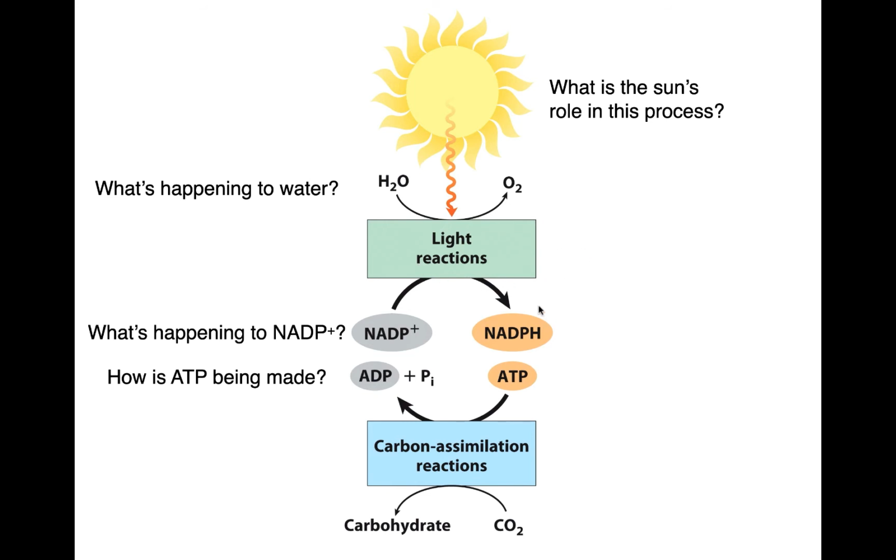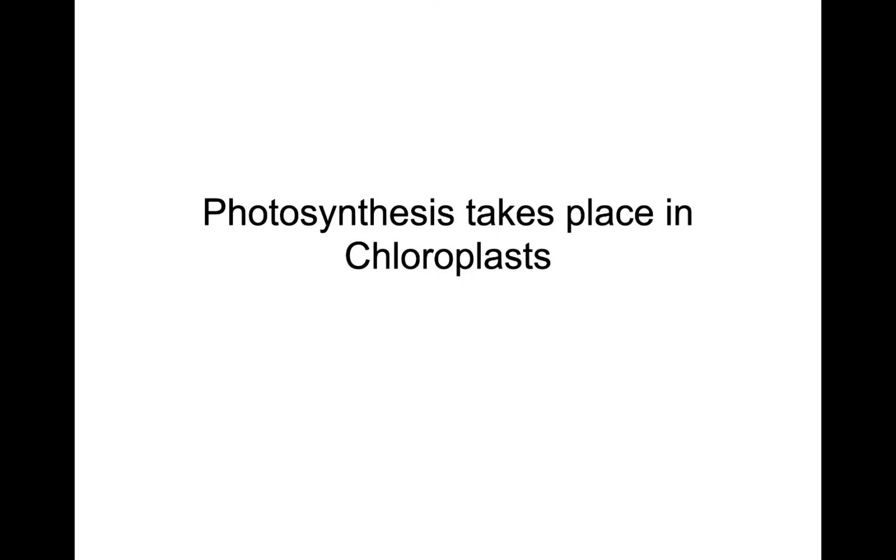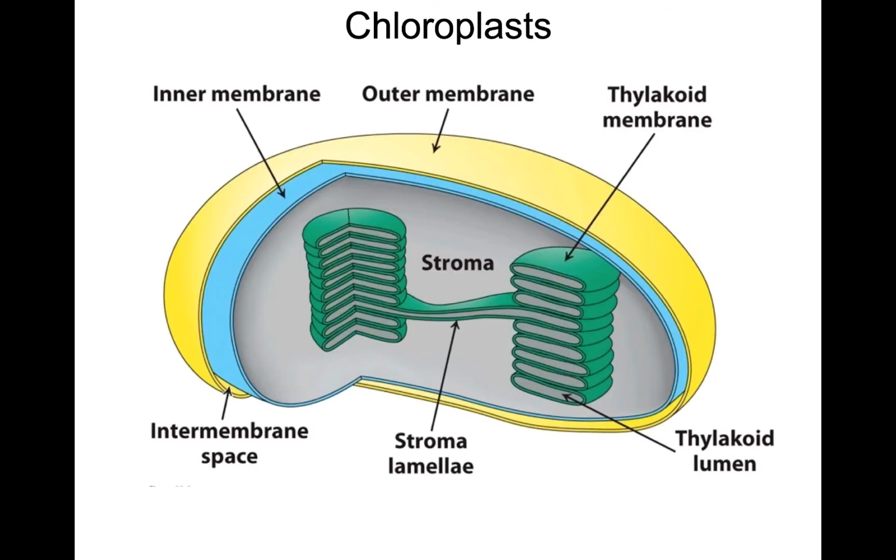And then that NADPH, that's going to be our source of electrons and hydrogens for the synthesis of glucose from CO2. And this ATP that's being made is also the source of energy for the production of glucose from CO2 here in the dark reactions in the Calvin cycle. All right, let's start talking about this in a little bit more detail. Now, photosynthesis takes place in chloroplasts within eukaryotic cells.